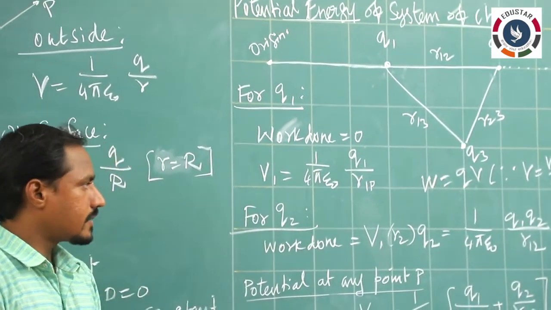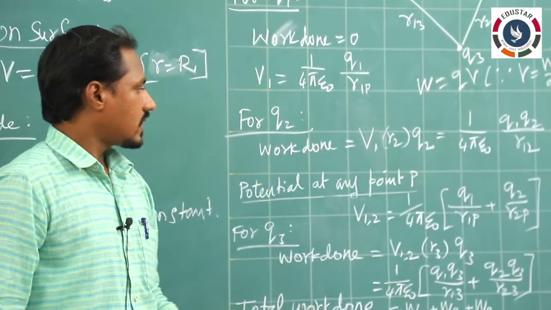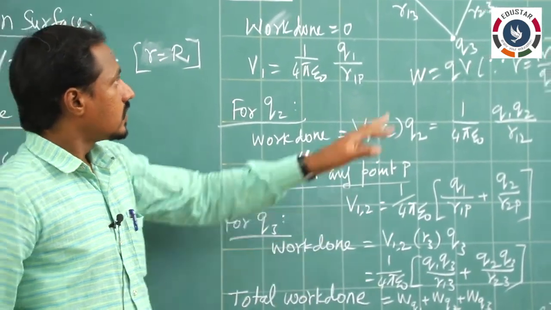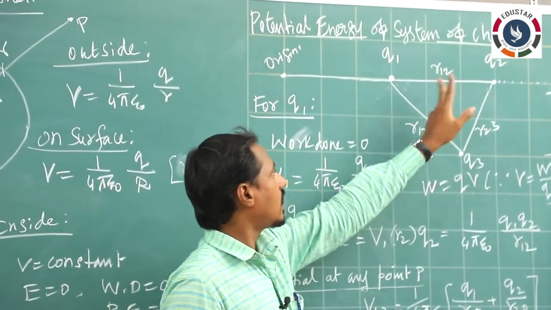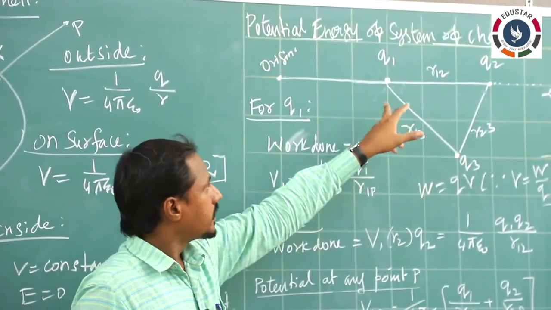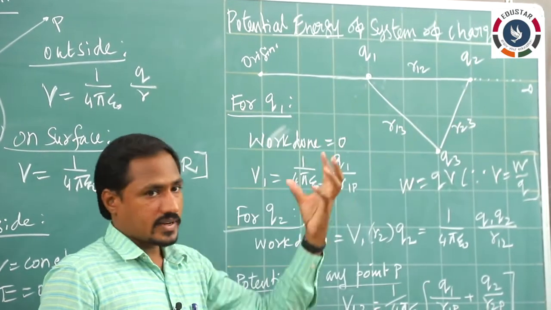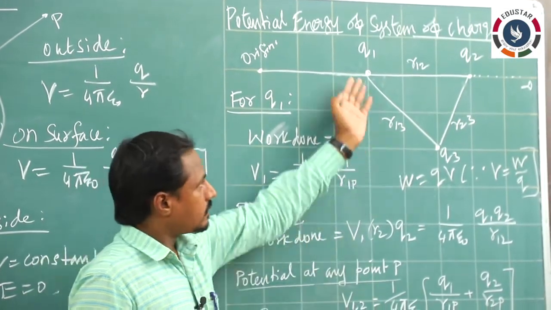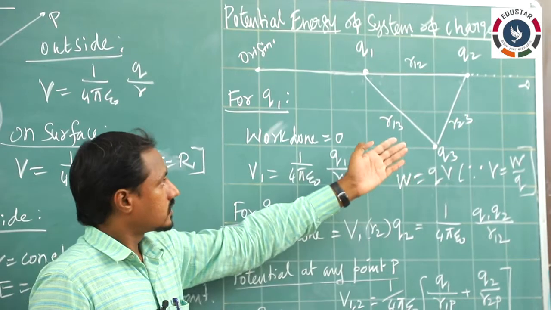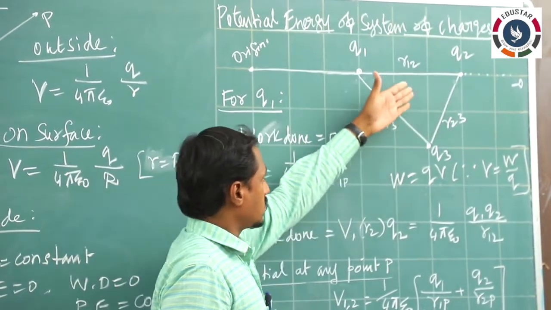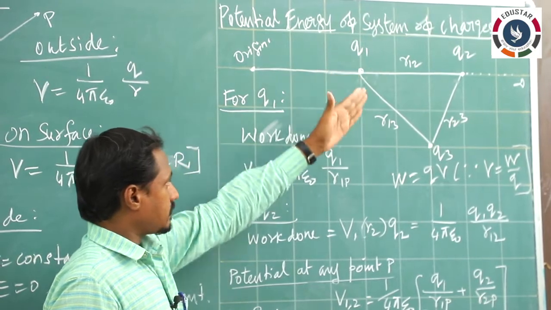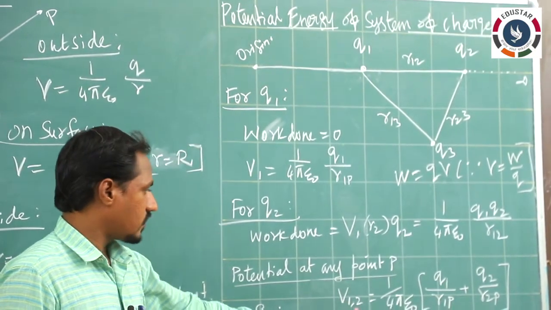So, that is the work done for the second charge. Also the potential. Now, two charges have arrived at particular points R1, R2. Due to these two charges, some potential will arise at all points around them. If you consider any point P around the first two charges, the potential at that point is taken as V of 1, 2.